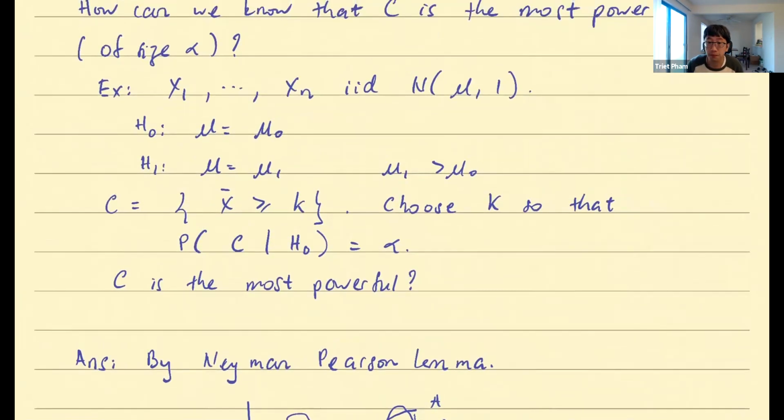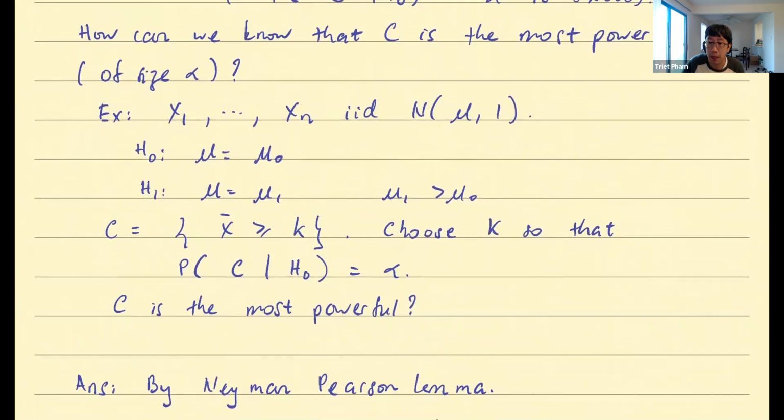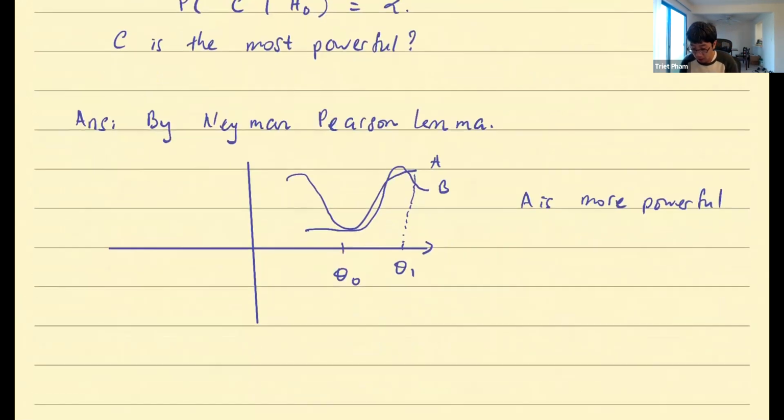What do you want to see? Any question? Okay. So these are power functions. This is the probability of C given theta. So this is the power function.